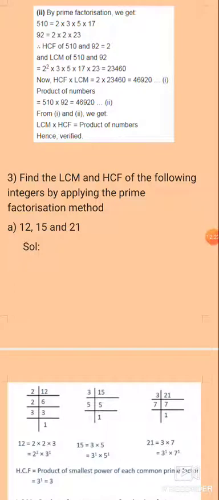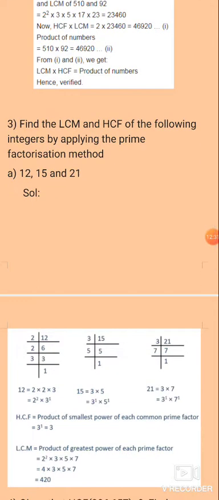So listen carefully students. How many numbers are here? 3 numbers are here. Okay, now listen carefully. When you find out the prime factors of 12, that is 2 into 2 into 3. Then 15, 3 into 5. Then next 21, what? 3 into 7.